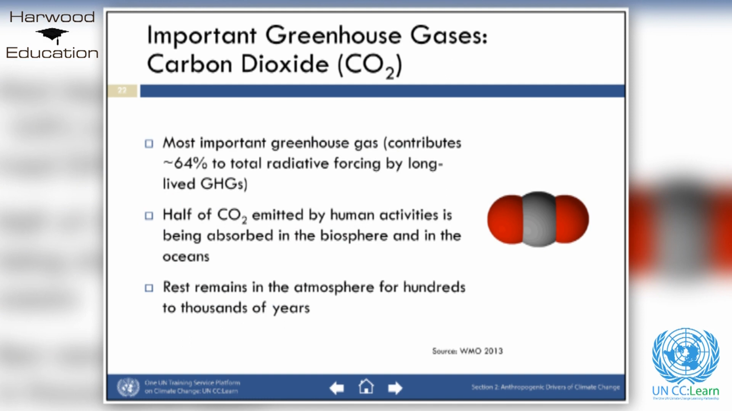Important greenhouse gases. Carbon dioxide, CO2. The most important anthropogenic GHG is carbon dioxide, CO2. It accounts for around 64% of total radiative forcing due to LLGHGs. Carbon dioxide does not have a specific lifetime because it is continuously cycled between the atmosphere, oceans and land biosphere, and its net removal from the atmosphere involves a range of processes with different timescales.